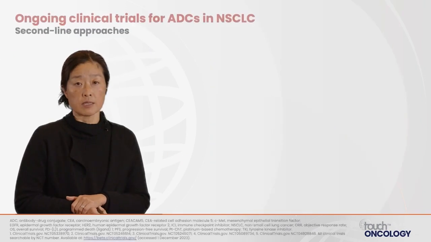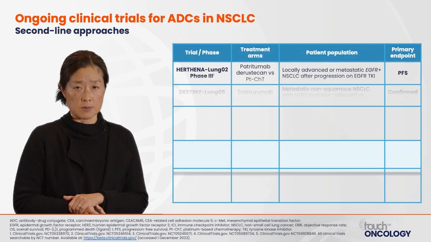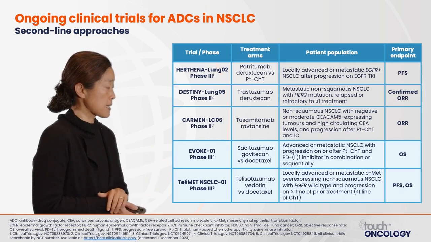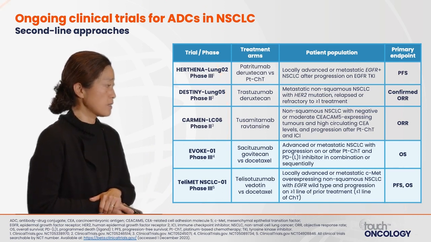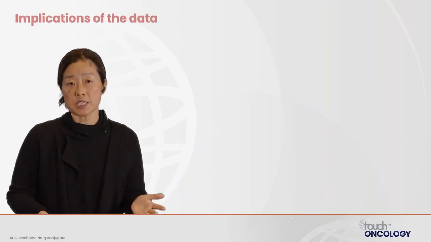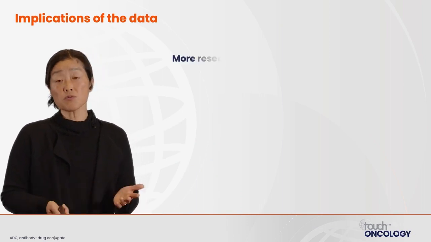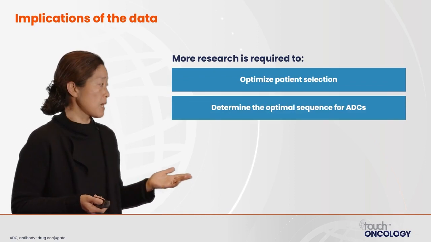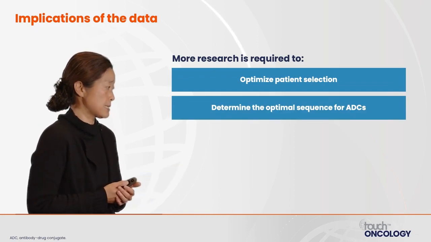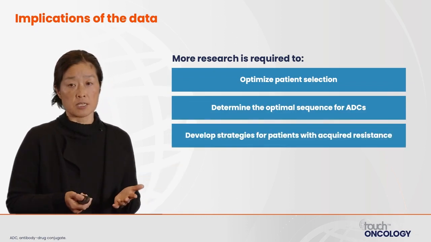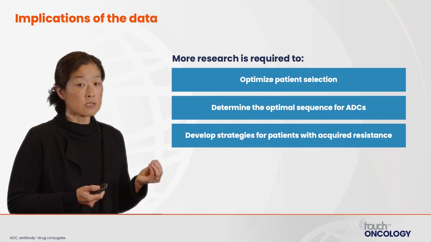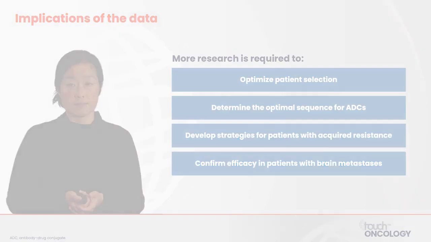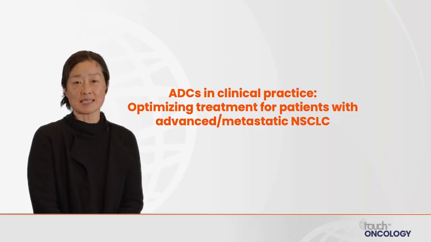There are many ongoing clinical trials of ADCs in non-small cell lung cancer, and this table shows just some of them. This shows some of the second-line approaches that are being looked at. So, implications of the data that we reviewed. More research is required to really optimize patient selection, to determine what the optimal sequence of ADCs really is, develop strategies for patients with acquired resistance, and to confirm the signal of activity that we're seeing in patients with brain metastases.